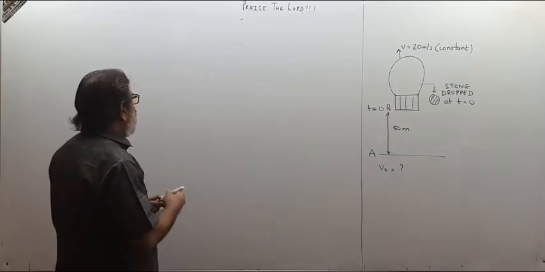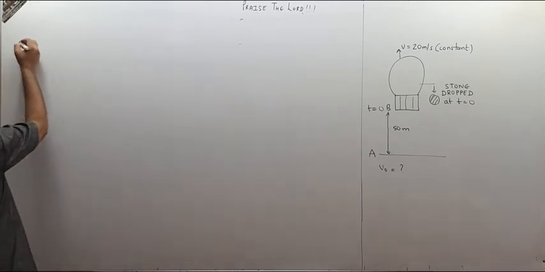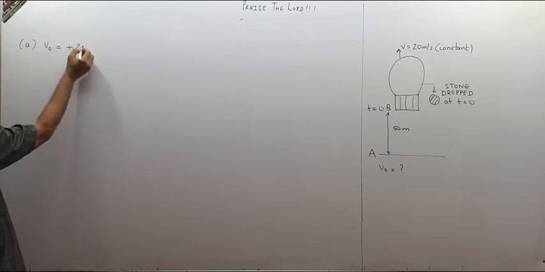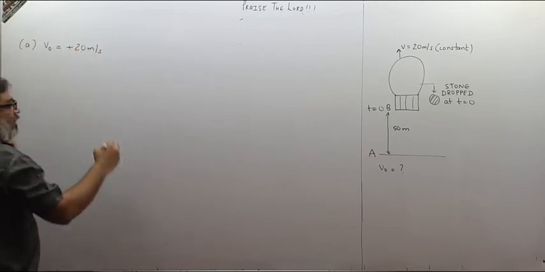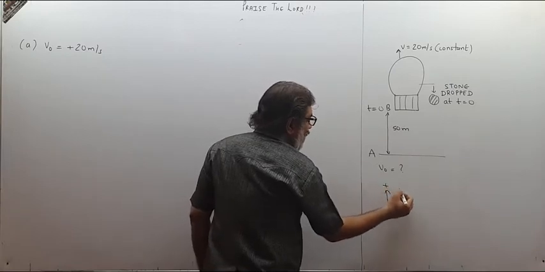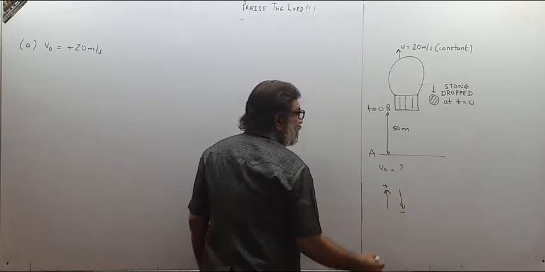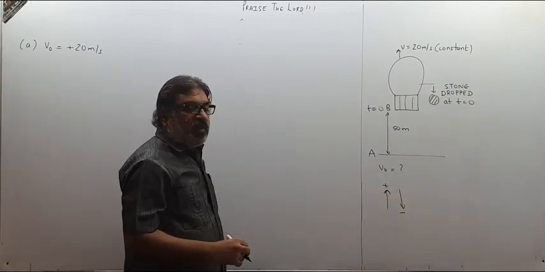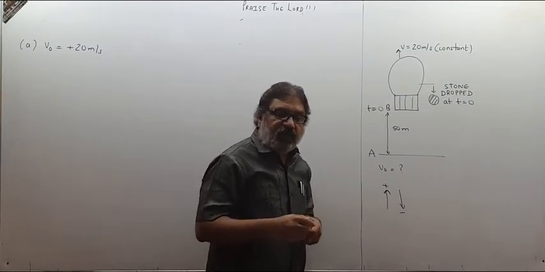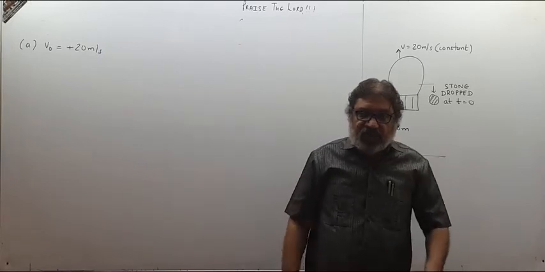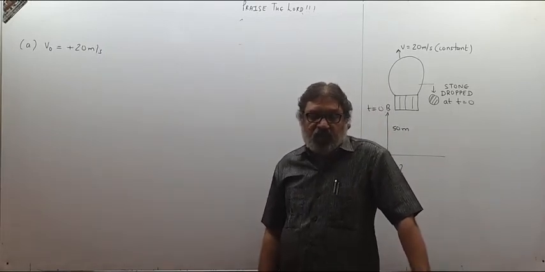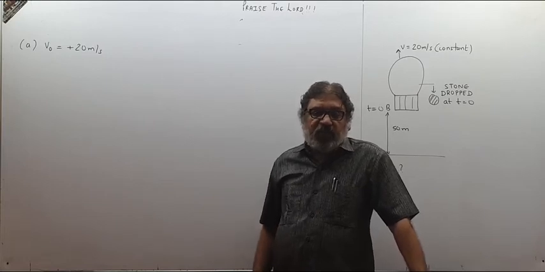So first question is, what is the initial velocity of stone? Initial velocity of stone v0 is plus 20 meter per second if I consider upward direction is positive and downward direction is negative. So stone and balloon both are moving upward. So initial velocity of stone is 20 meter per second in upward direction. And what is the direction of motion of stone? At t equal to 0, it is in upward direction, not downward, please remember, because velocity is shared.